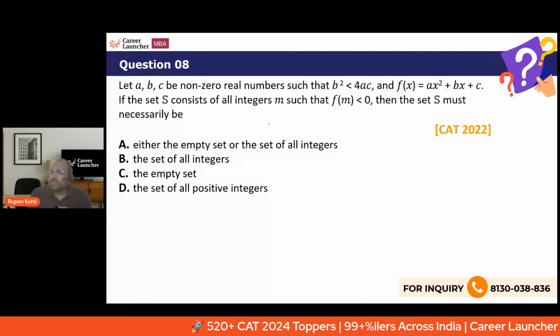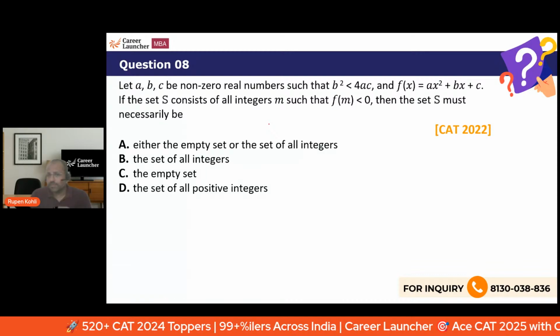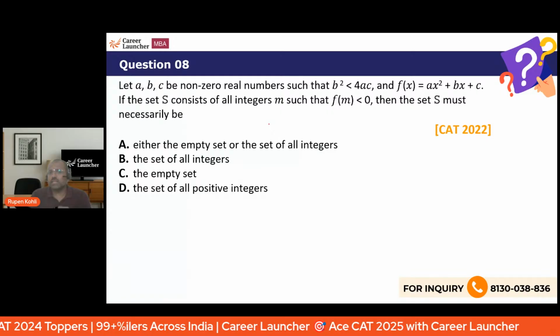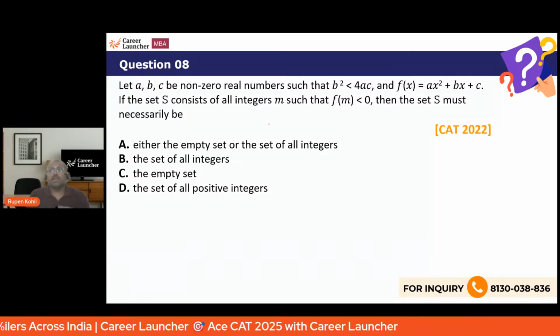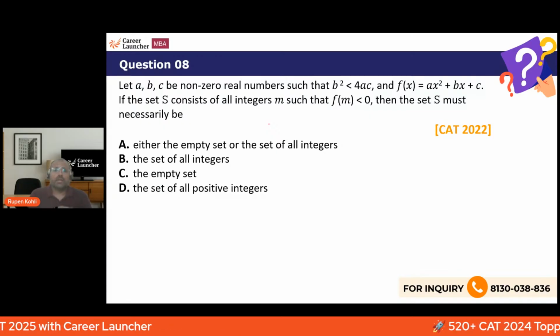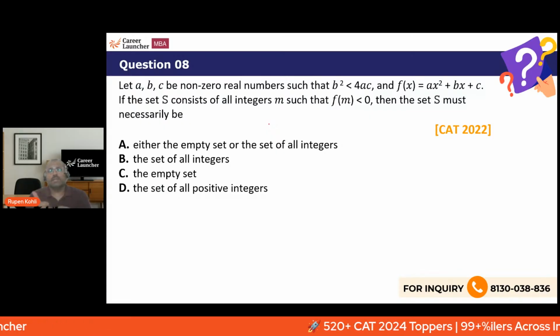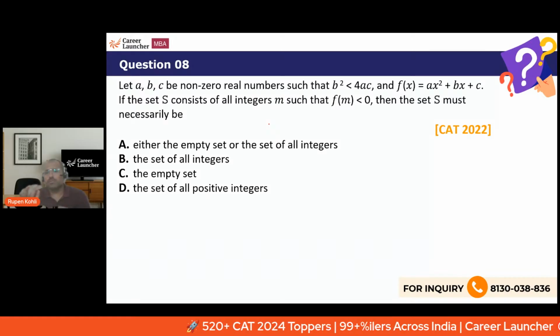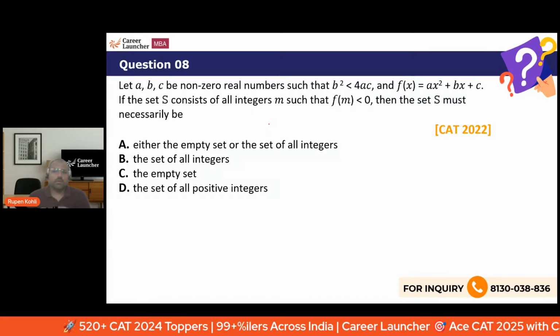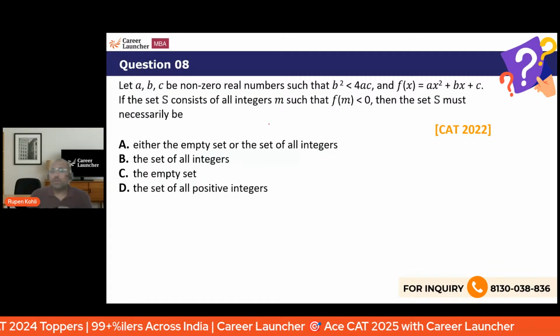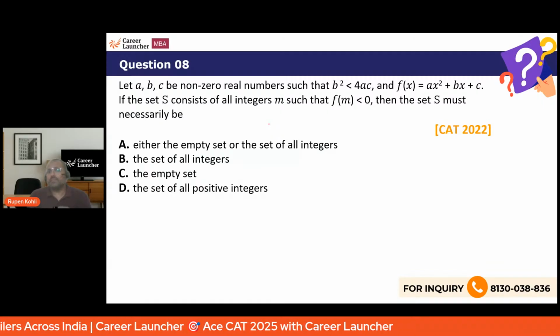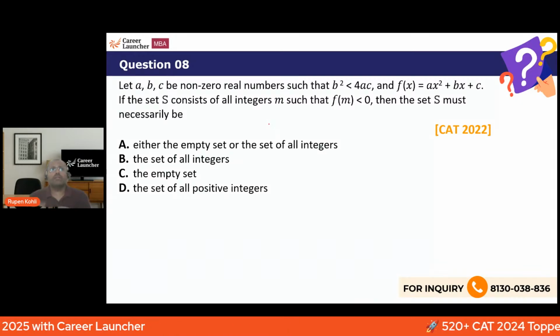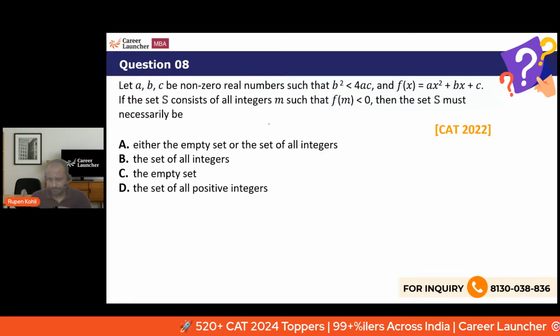B square less than 4ac means the discriminant is negative. D equal to b square minus 4ac. The discriminant is negative for the given quadratic. Discriminant is negative means the roots don't exist. There are no roots. Now, the set consists of all integers m such that f of m is negative. Then what is the set S? It means I'm looking to find all the values of the input variable in the function such that the output is negative.